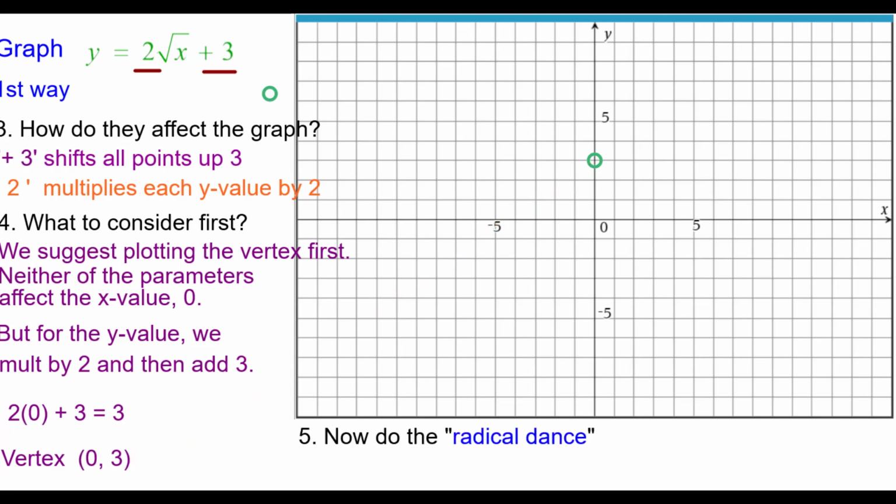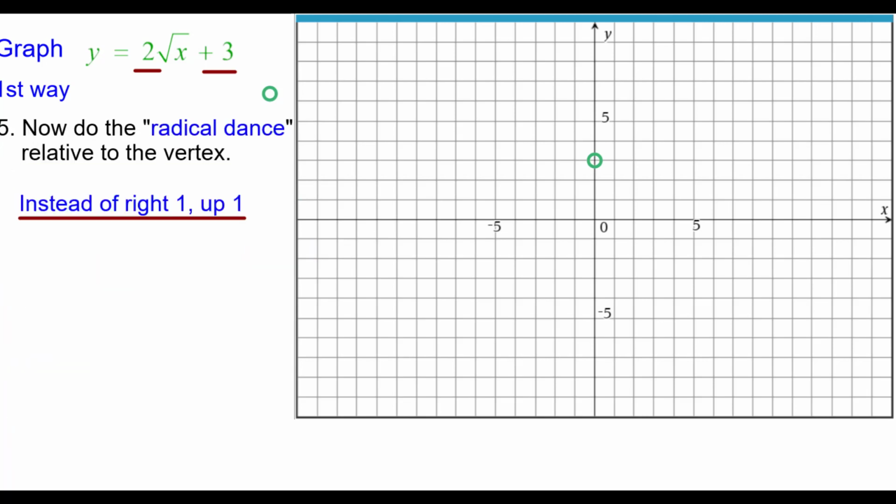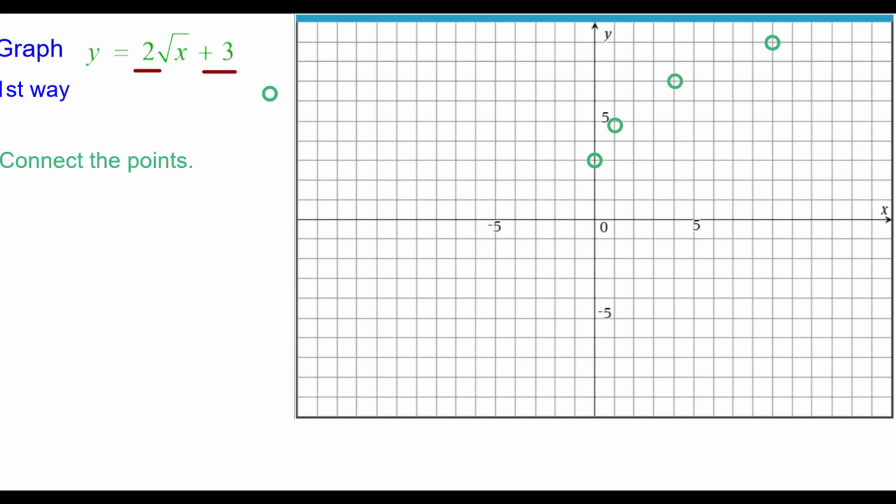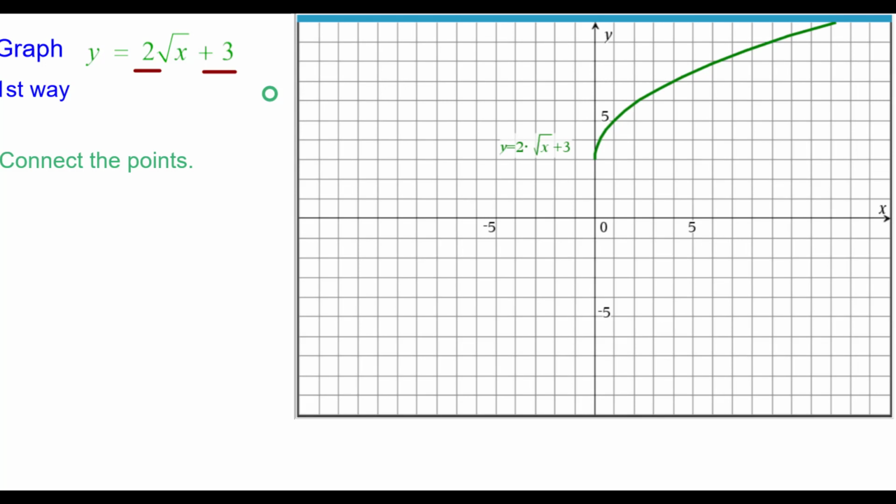Next, we do the radical dance relative to this vertex. Normally on the square root, we would go right 1, up 1, but in this case, we're going to go right 1, up 2 because we're doubling all the y values. Instead of right 4, up 2, it's going to be right 4, up 4, doubling the 2. And instead of right 9, up 3, it's going to be right 9, up 6, again, doubling that 3. Connect the points to make it look like that radical curve. The vertex is at 0, 3.